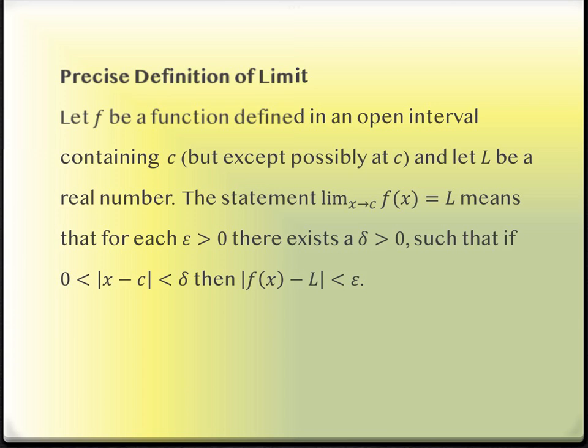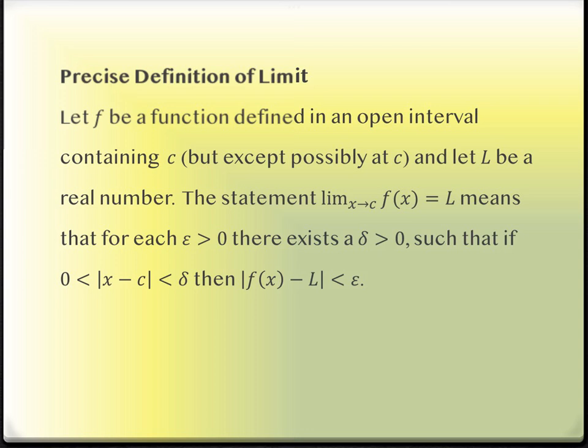The precise definition of limit says, let f be a function defined on an open interval containing c. Okay, so f was our function 5x plus 2. c was our x value of 3 just a moment ago. It says, except possibly at c. The reason it says that is because you could have an open circle in the graph and this would still work, because you have a hole. You could have a hole in the graph and it would still work. We're going to let L be a real number.